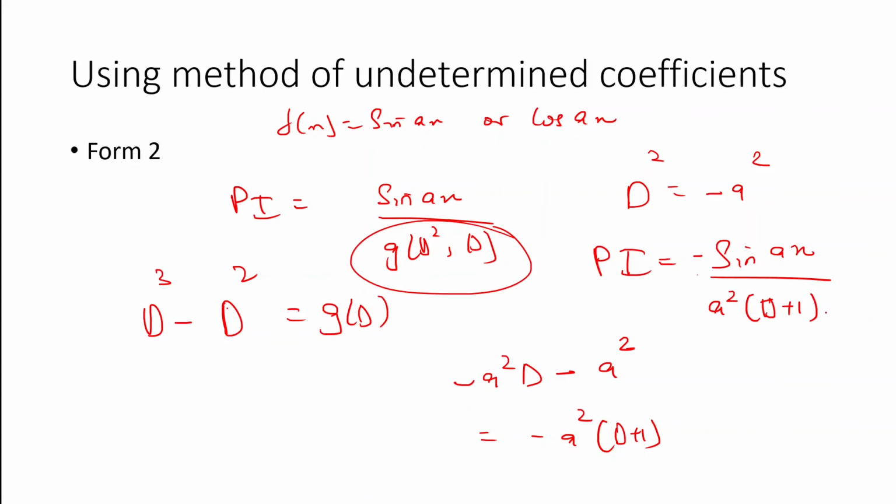Why do we do that? If we rationalize numerator and denominator, we will always get a power of 2 over here. And when we get power of 2, we can replace that D square as minus a square. Remember, this applies only to power of 2. So D square is minus a square, D power 4 is a power 4, D power 6 is minus a power 6, and so on. But D is not equal to minus a. This is not true. D square is equal to minus a square, but D is not equal to minus a.